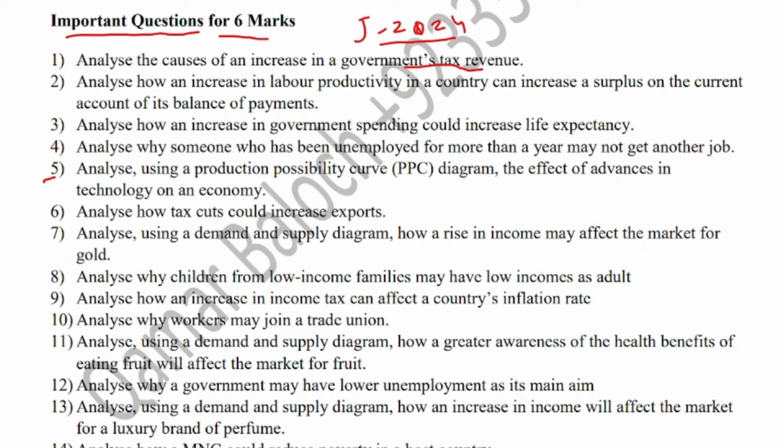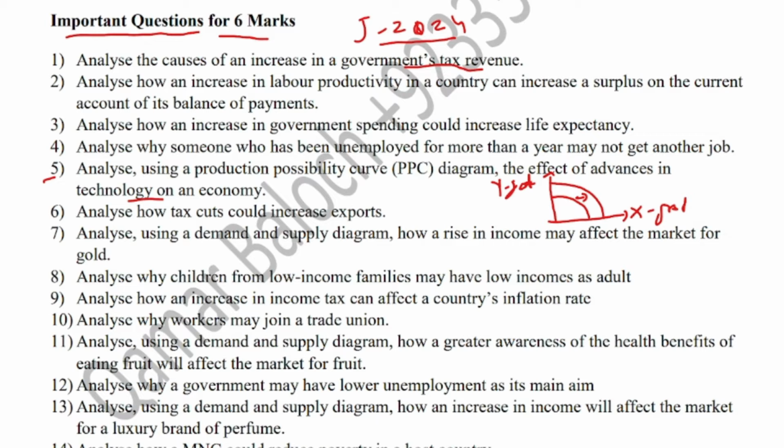And question number 5 is: analyze, using a production possibility curve diagram, the effect of an advancement in technology. For this you will have to make the diagram, because the examiner has asked for it. Whenever there is an improvement or advancement in technology, the PPC will shift to the right. So we have two goods: X good on the X axis and Y good on the Y axis.